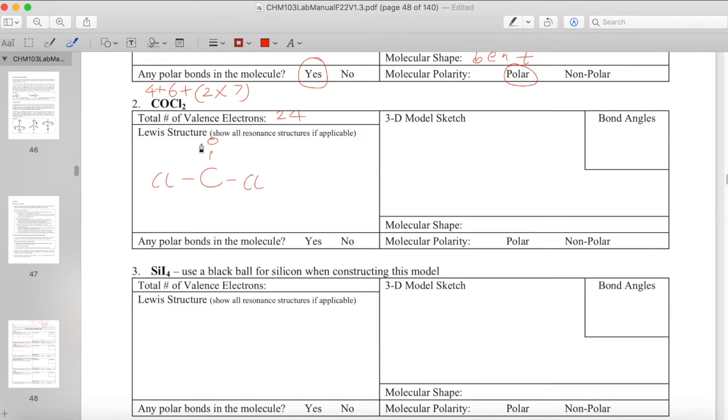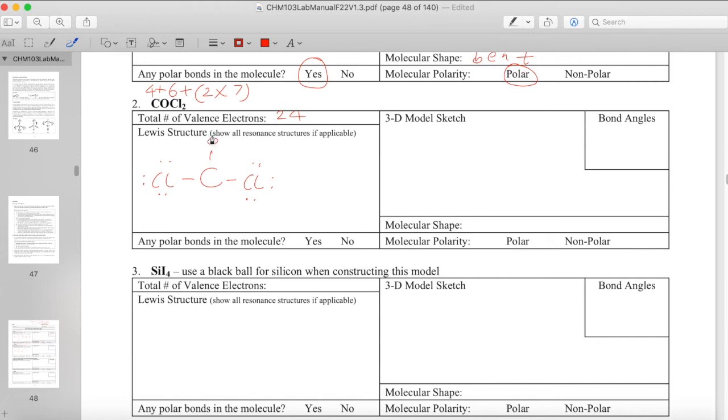everything the octet rule. If I look at this chlorine over here, there's 2 electrons in that bond that's attached to it, so I need to give it 6 more to get to 8. So 2, 4, 6, 8. All right, that chlorine is now happy, it's meeting the octet. Same thing for this chlorine over here. 2, 4, 6, 8. Probably want to do the same thing for this oxygen.